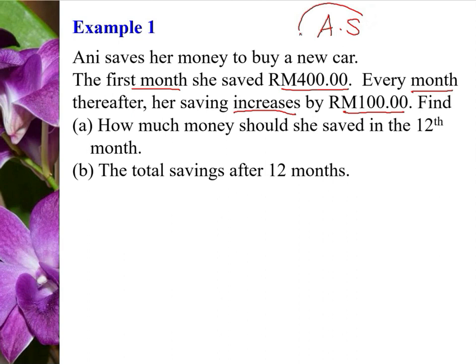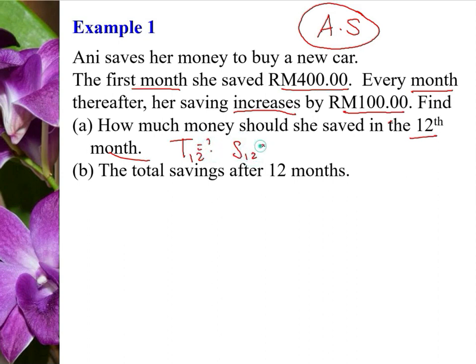The reason this is the most important first step is that if we don't know whether this is arithmetic or geometric, we might use the wrong formula right from the beginning. Okay, since we know that this is an arithmetic problem, we know the formulas involved. Look at question A. Find how much money she saved in the 12th month. Well, this means we want to find the term T12 or the sum S12.